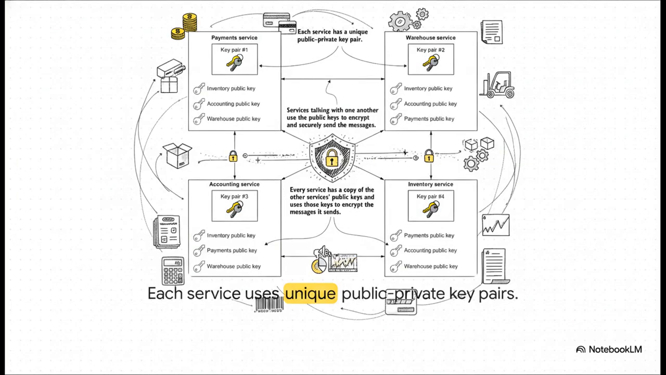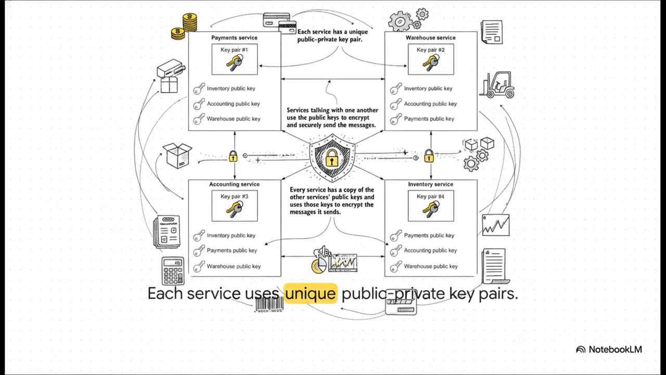Let's apply this to that complex microservices architecture we talked about earlier. With this approach, every single service gets its own unique key pair. This completely eliminates the need to secretly share a single master key across your whole network. For example, your payment service, warehouse service, accounting service, and inventory service all generate their own unique key pairs. Then, they can freely and openly share their public keys with each other on an internal directory. There's no risk.